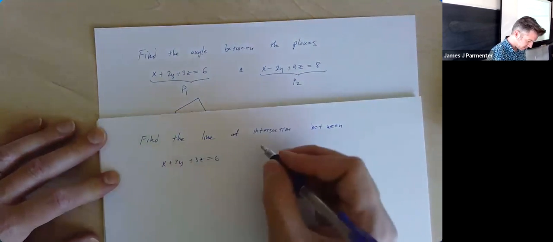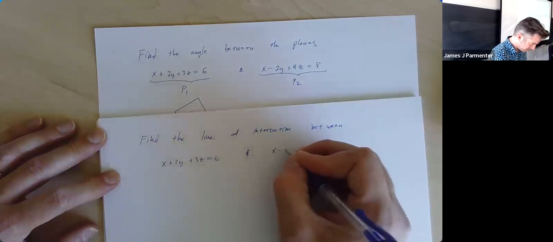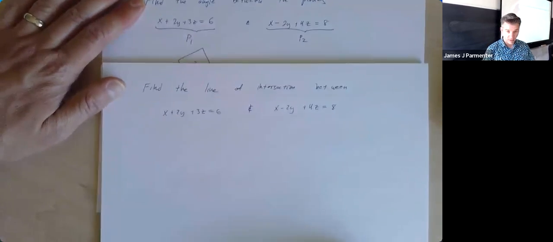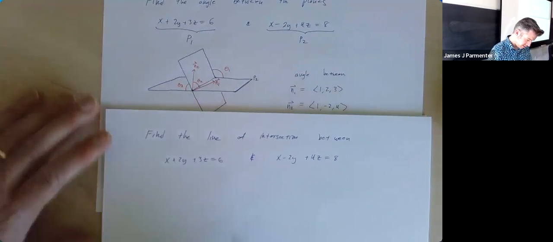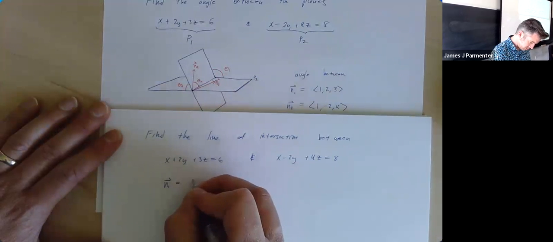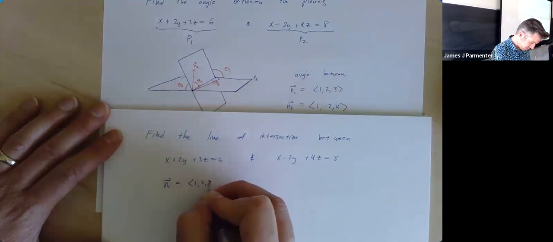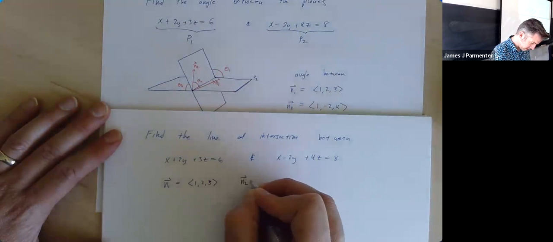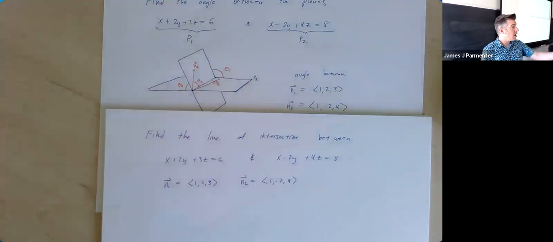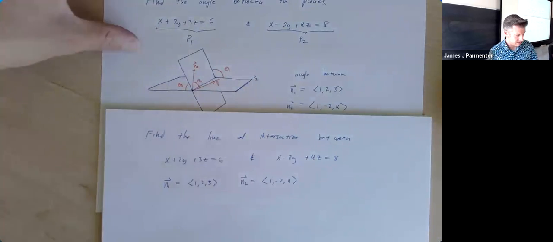x plus 2y plus 3z equal to 6, and x minus 2y plus 4z equal to 8. We're going to take the normal vectors. So n1 is still 1, 2, 3. n2 is still 1, -2, 4. We're going to take their cross product, and their cross product will give us the direction of the line. Now, that's not enough, but it's getting there.